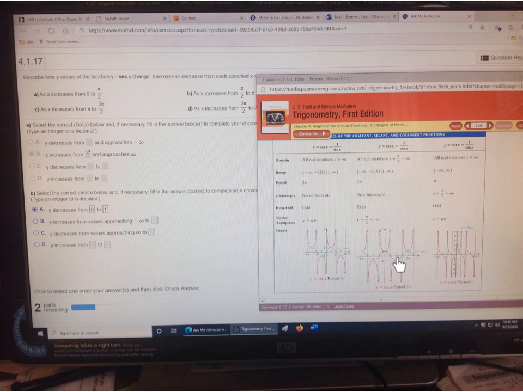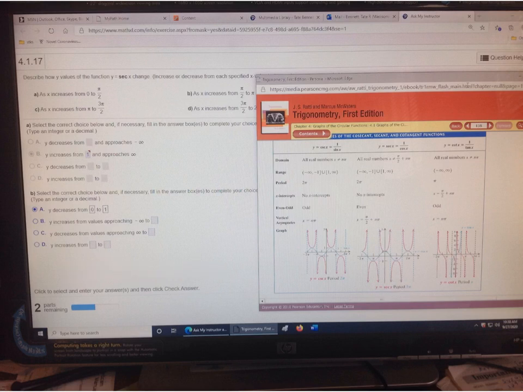Then we want to go from pi to 3 pi halves, so you want to go from here to here. What's the graph doing? It's starting at negative 1, and then it's going down. We don't see that choice, but it'd be going from negative 1 to negative infinity.